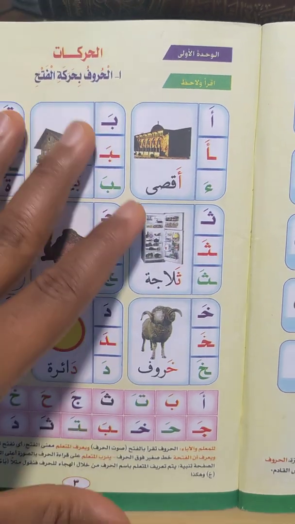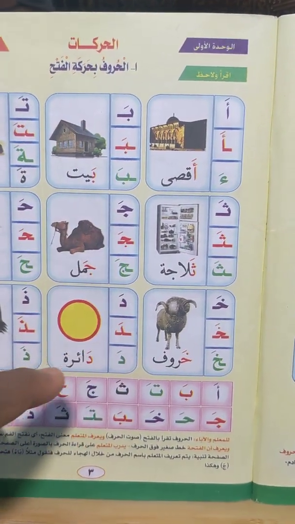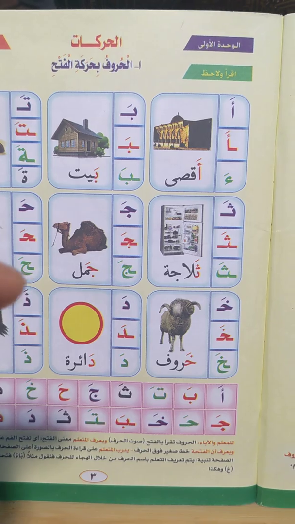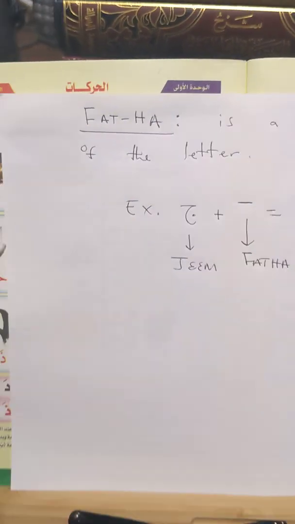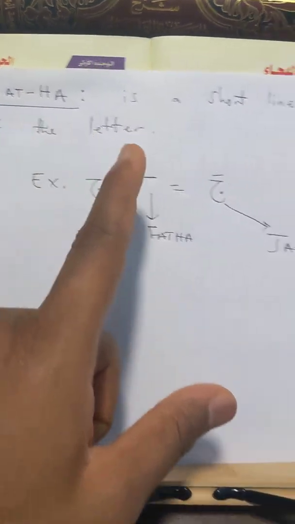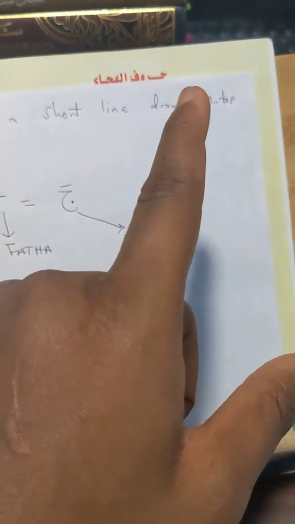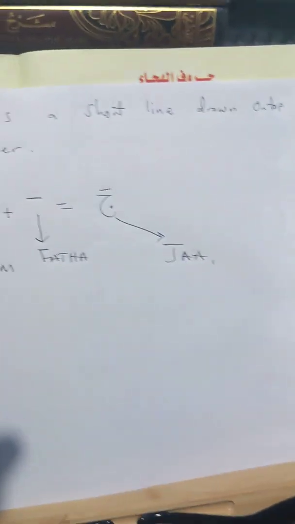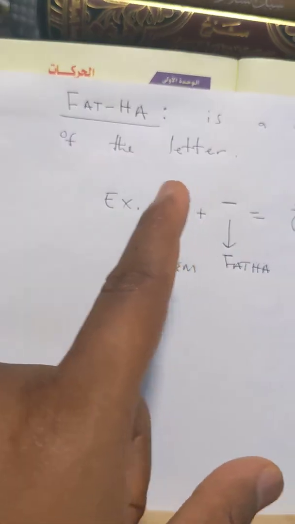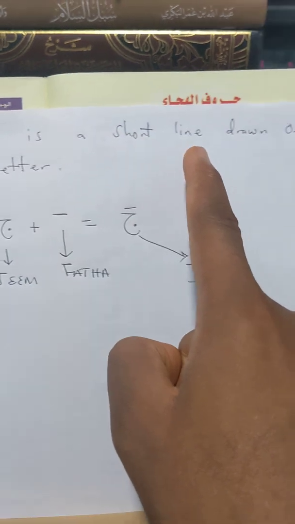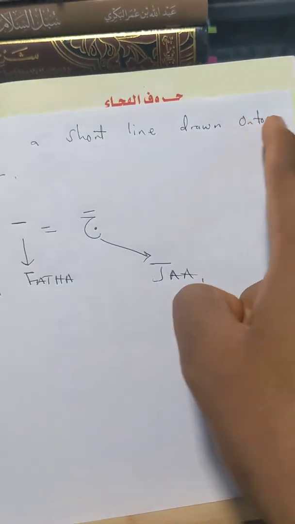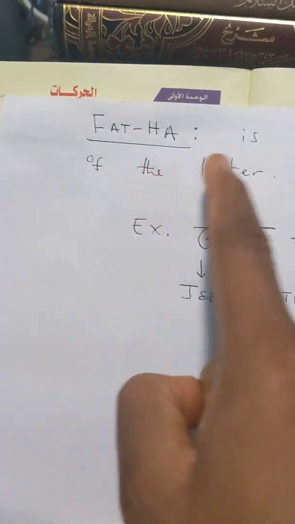So on this page, we're going to be reading the letters with the fatha. And what is the fatha? The fatha is a short line that is drawn on top of the letter.